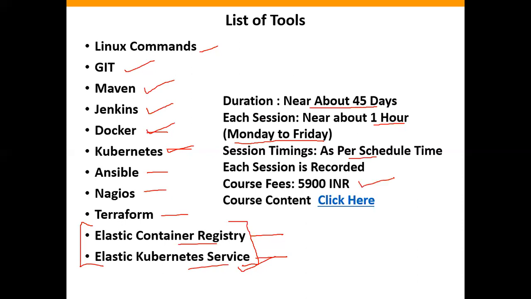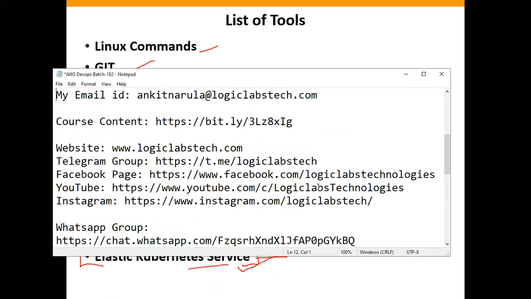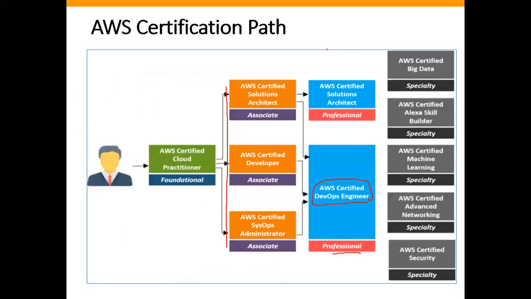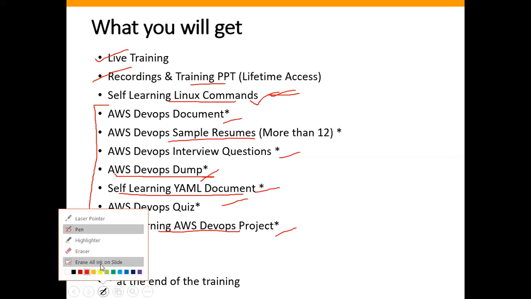The course fee is 5,900 INR. I have already shared the course content link in our WhatsApp group, and I am going to share it again in the chat. After completing this training, if you want to go for a certification, you can go with AWS Certified DevOps, and for this certification, we will give you some help as well.